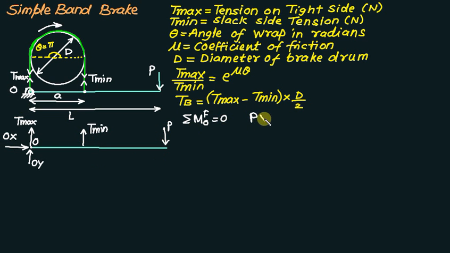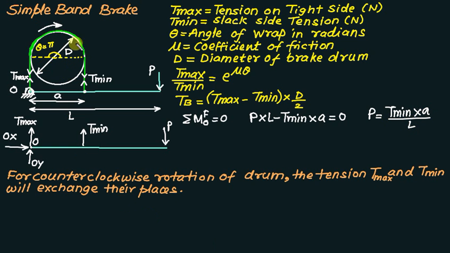So P into L minus T minimum multiplied by A must equal 0. So P is equal to T minimum multiplied by A divided by L.